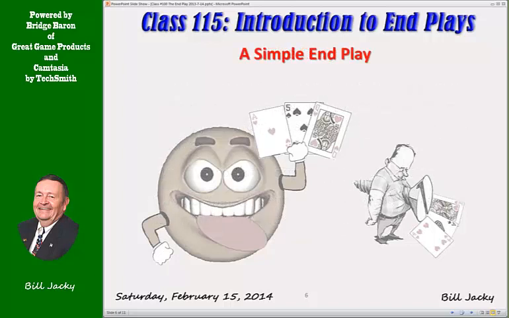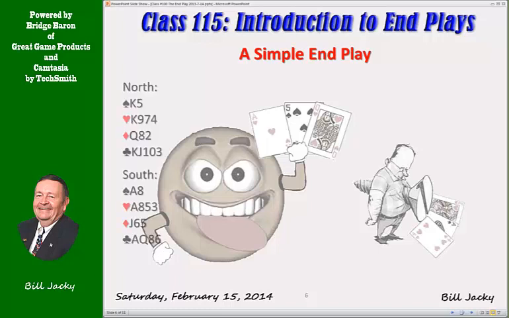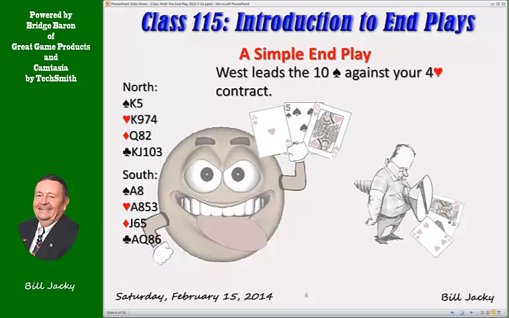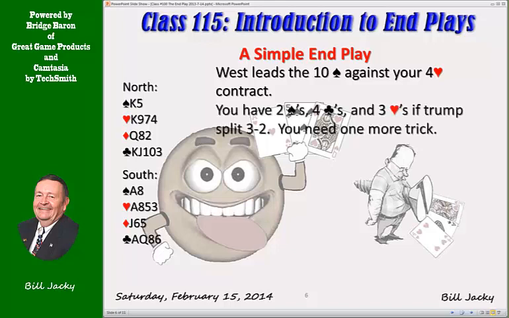Let's start with a simple end play today. This is the hand. I don't need to get into the bidding. West leads the 10 of spades against a 4-heart contract, and let's analyze declarer's play. You have 2 spade tricks, 4 club tricks, and assuming the trump behave and split 3-2, you're going to get 3 heart tricks. You need one more trick.